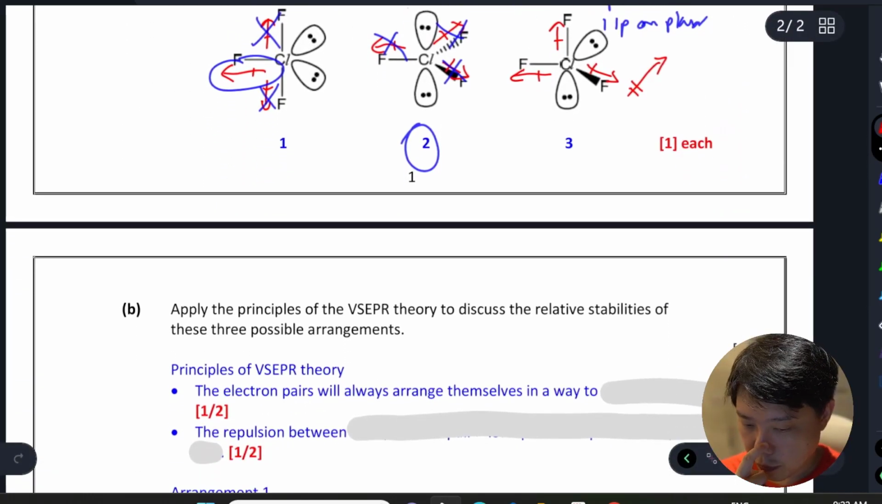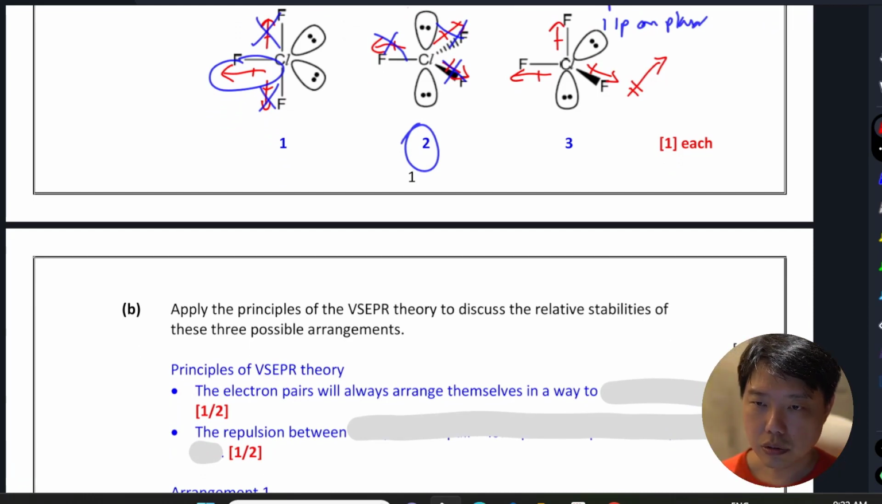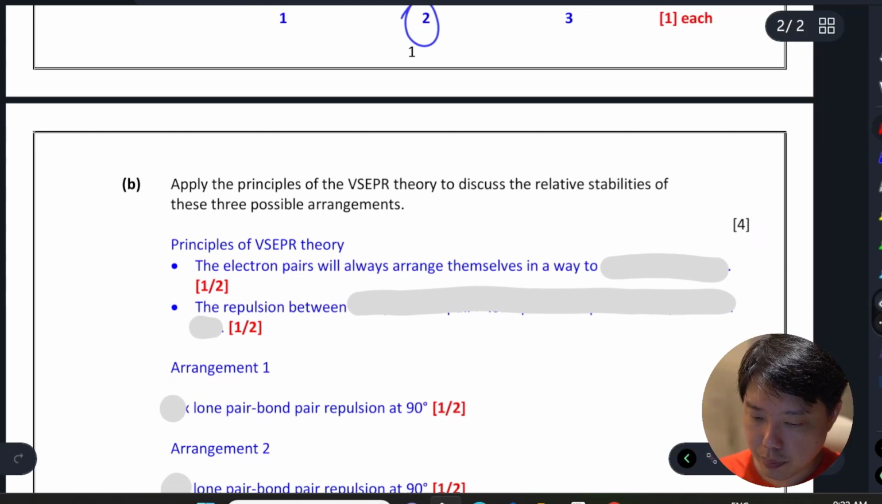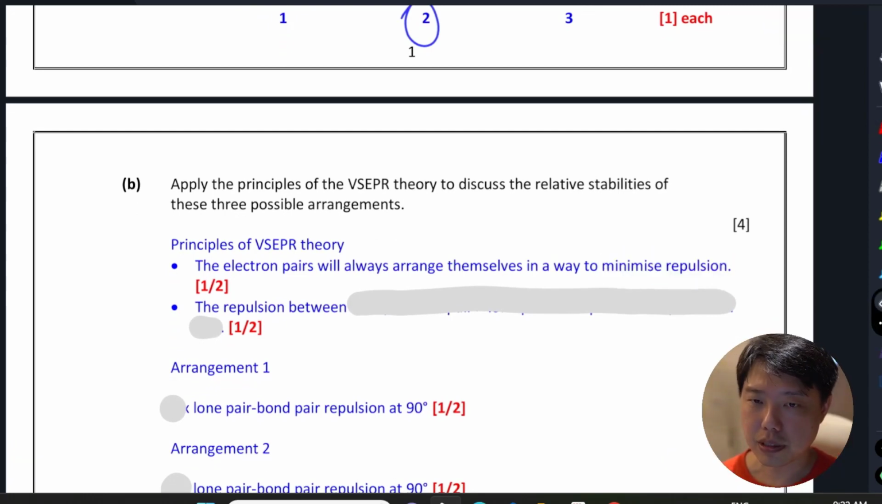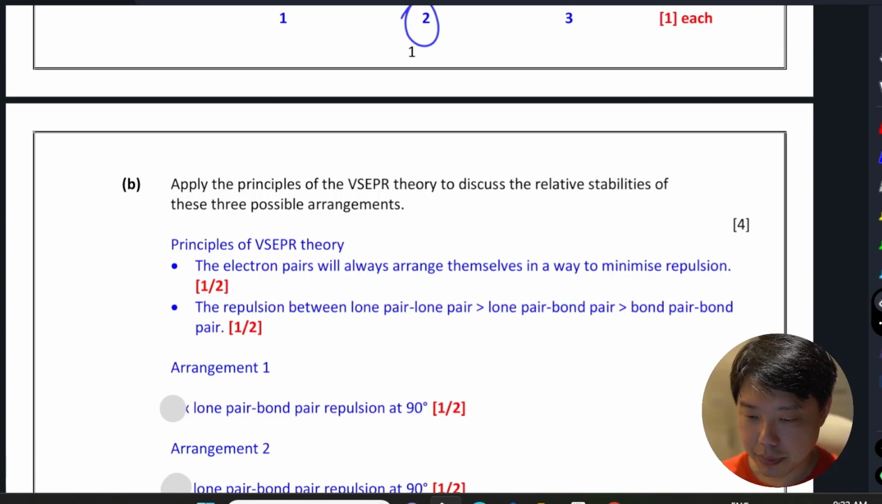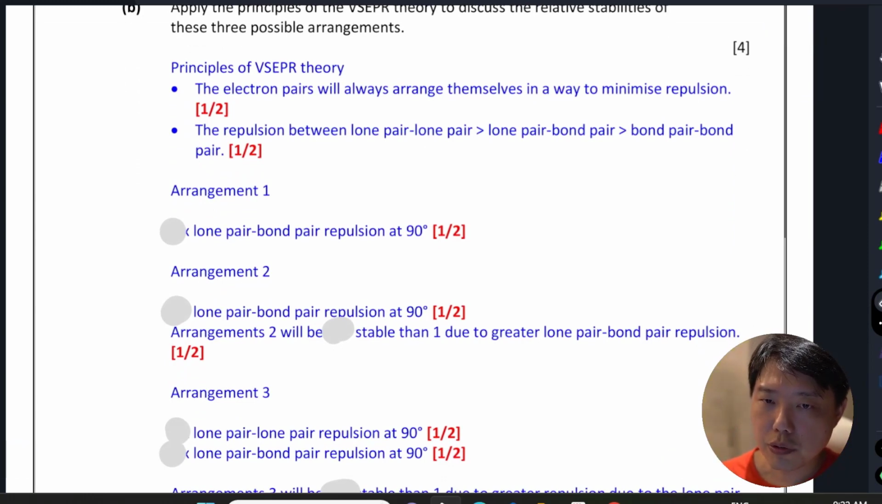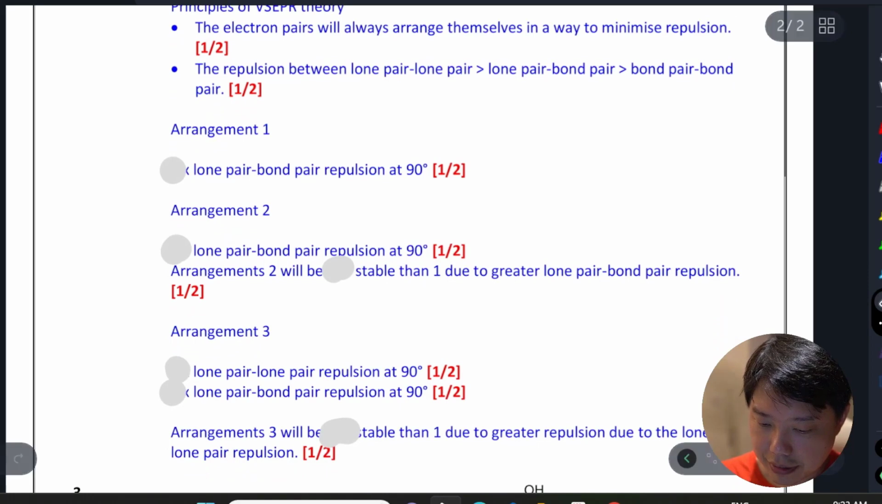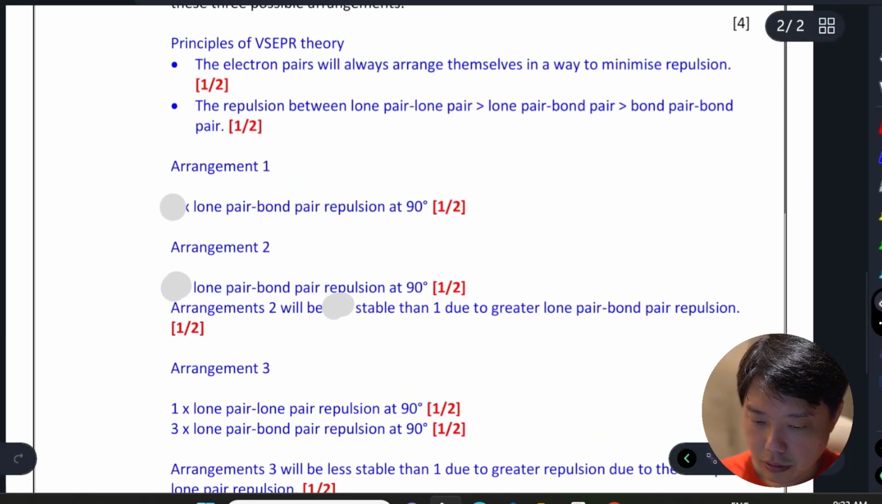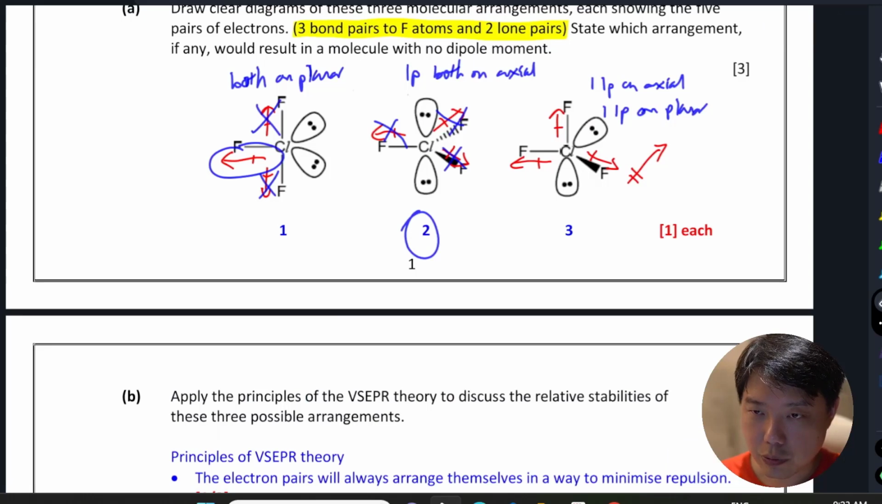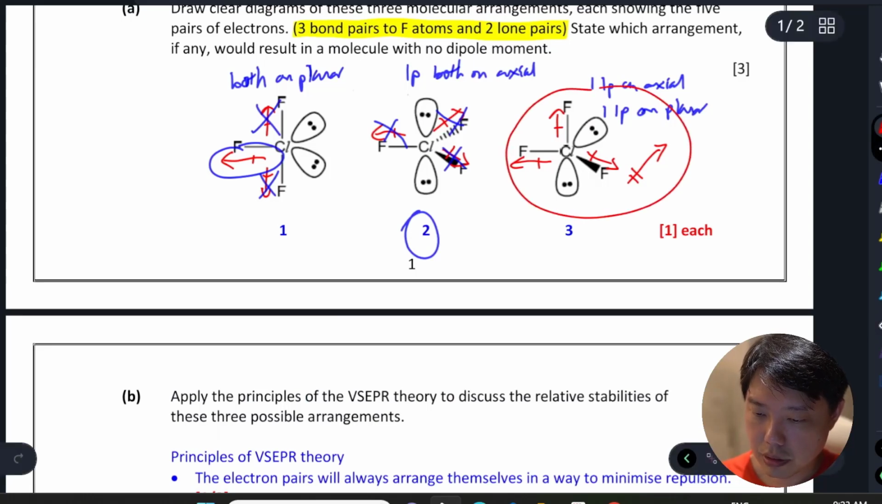Okay, so part B of this question wants you to apply the principles of VSEPR to discuss relative stability. The main thing in VSEPR is that they want to minimize the repulsion. And then the second principle is they want to minimize the repulsion between lone pair and lone pair. That is the main idea behind VSEPR. So if you look at the 3 different arrangements, we want to minimize the lone pair to lone pair repulsion. This lone pair to lone pair repulsion at 90 degrees is the most unstable for arrangement 3. If you cannot remember, arrangement 3 is the last one over there. This last one is the most unstable.